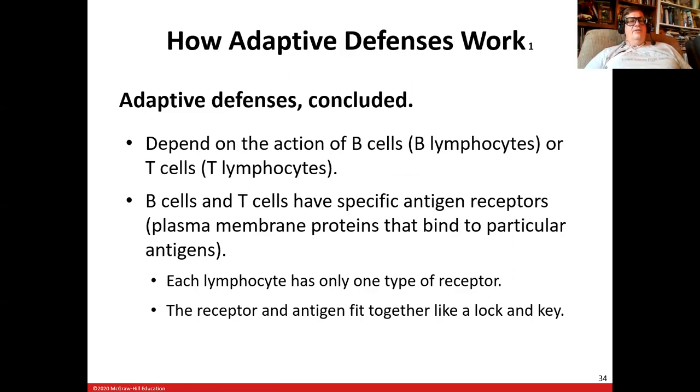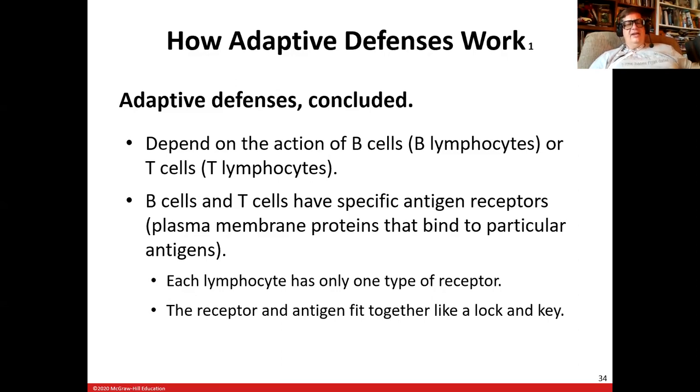All right, so how do these adaptive defenses work? We have B cells or T cells. They're both lymphocytes. Remember, the B cells grow up in the bone, T cells grow up in the thymus. They have specific antigen receptors on the surface. Basically, remember I said an antibody is a certain shape to grab onto a protein, an antigen? Imagine that same thing, but those receptor proteins are like an antibody stuck into the membrane of the T or the B cell. All right.